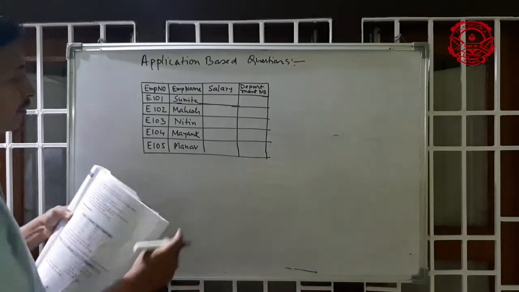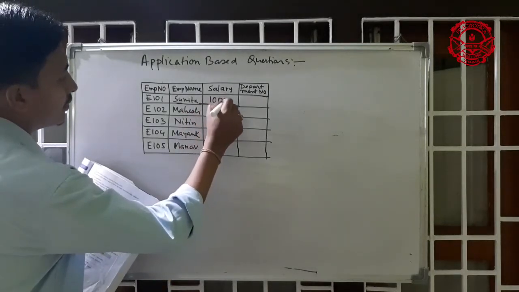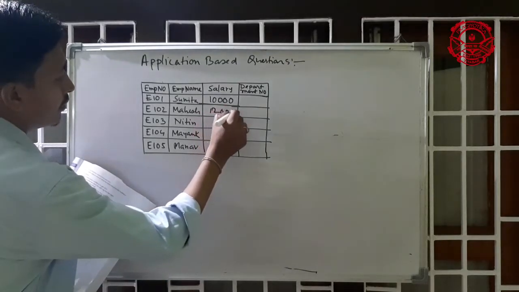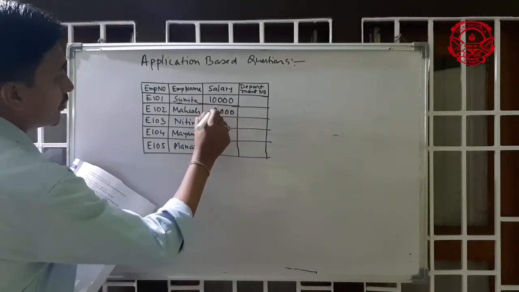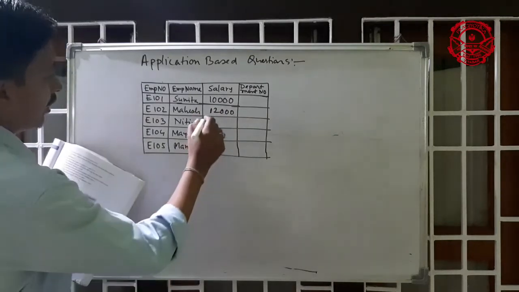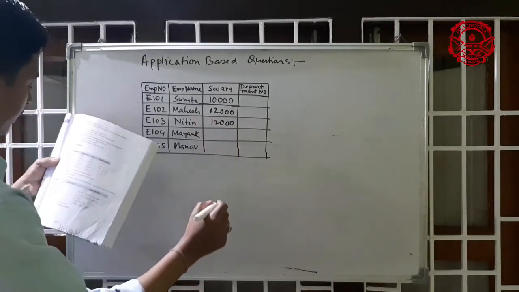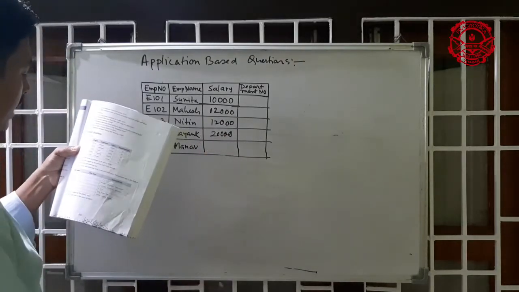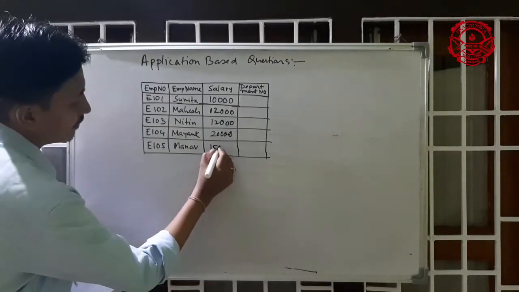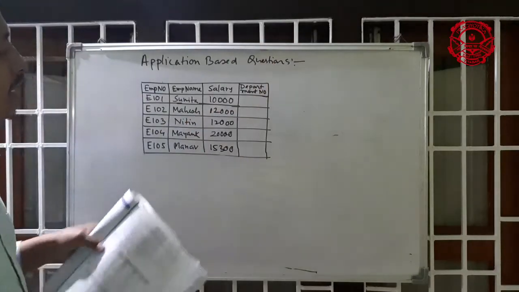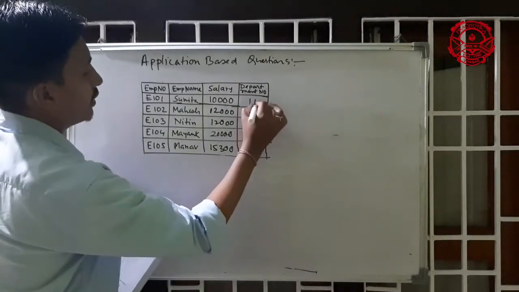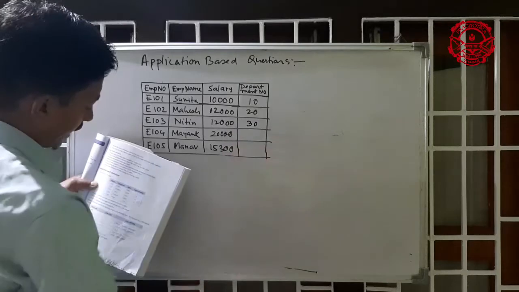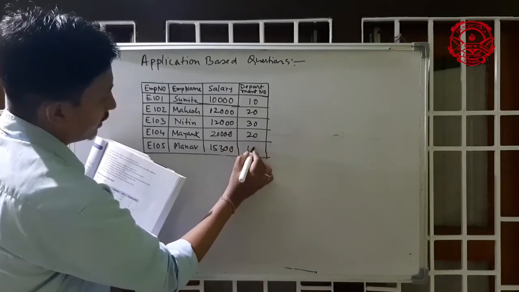And the salaries: first Sunita's salary is 10,000. Mahesh's salary is 12,000. Nitin's salary is also 12,000. Mayank's salary is 20,000. And Manav's salary is 15,300. And this is the department number. Department numbers are, first one is 10, 20, 30, again 20, and 10.